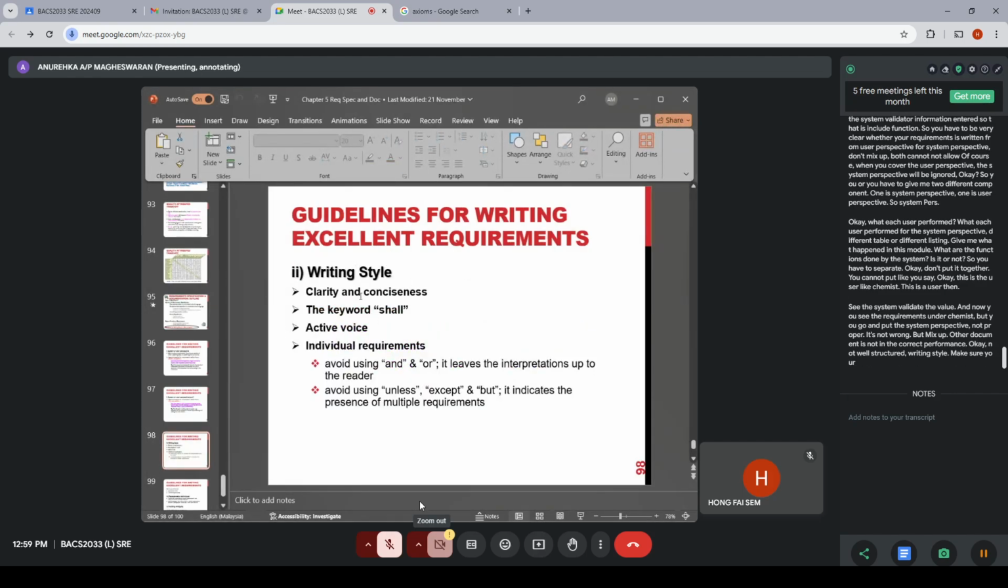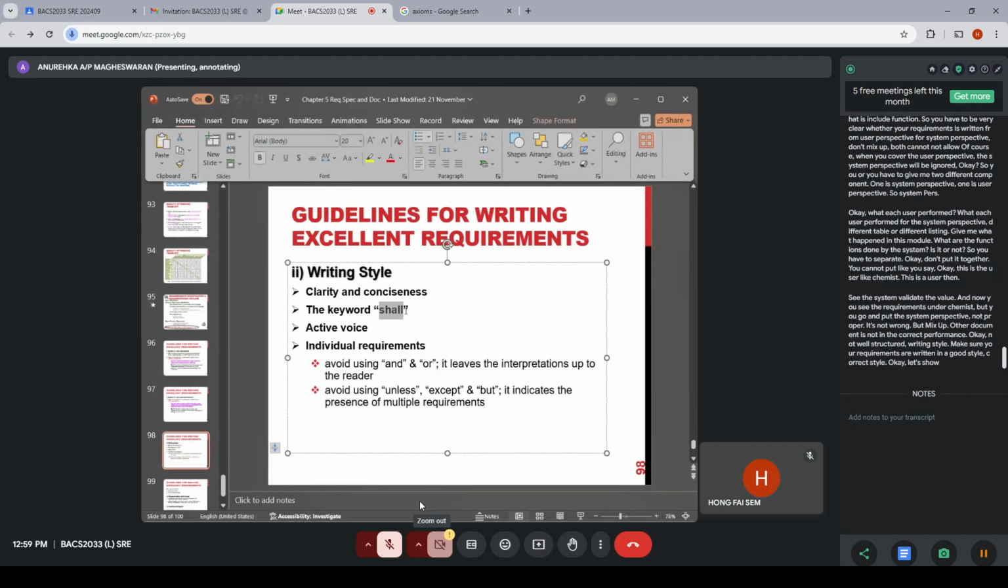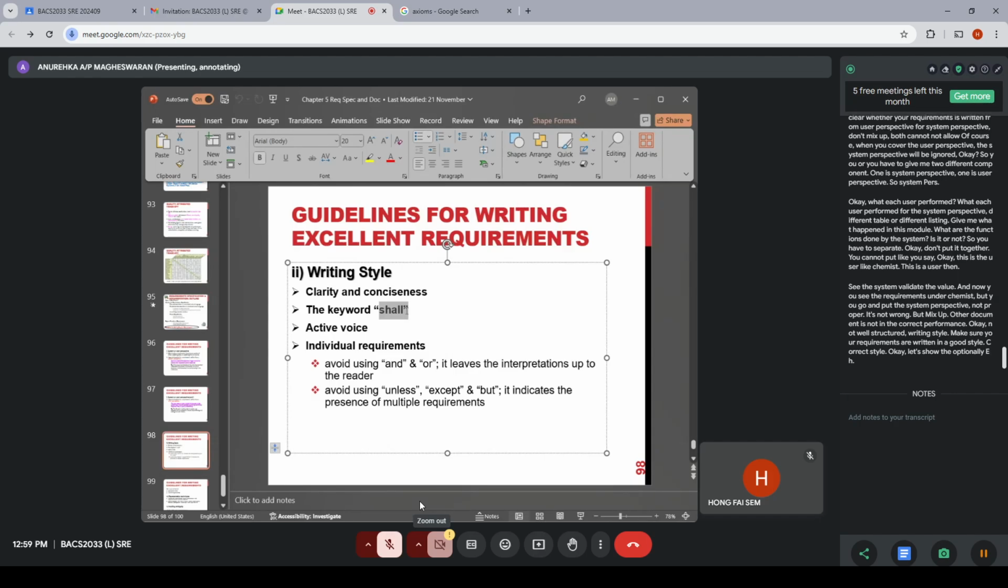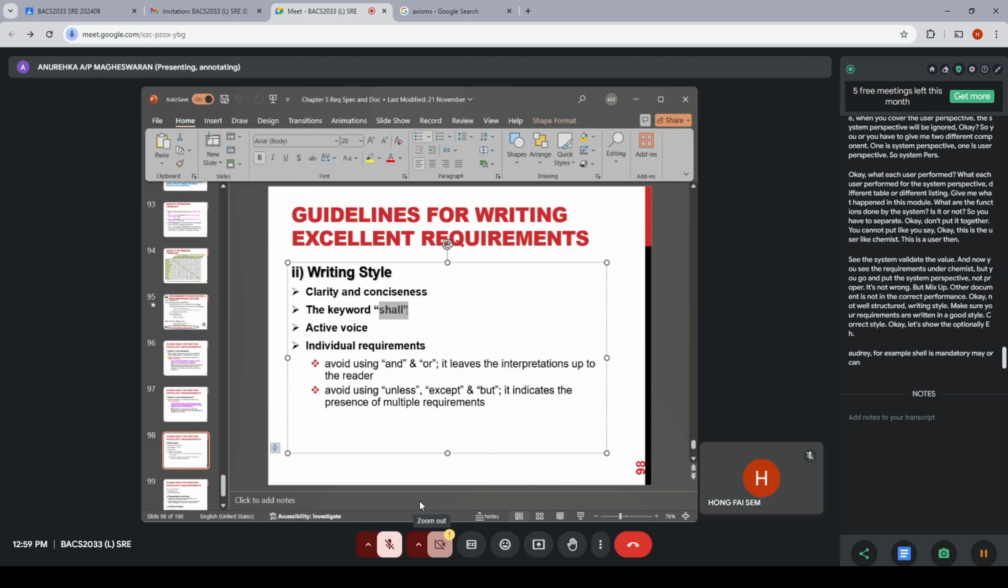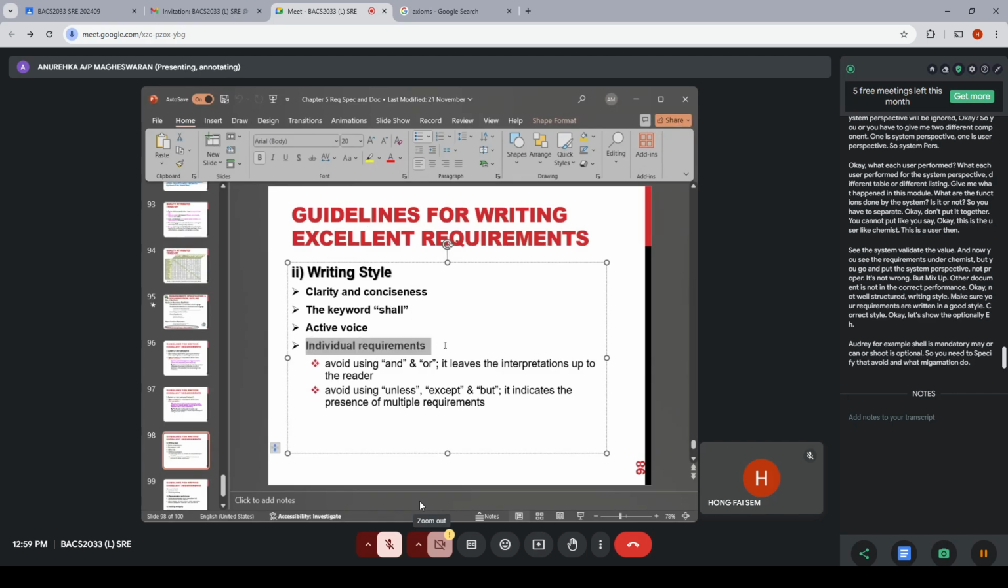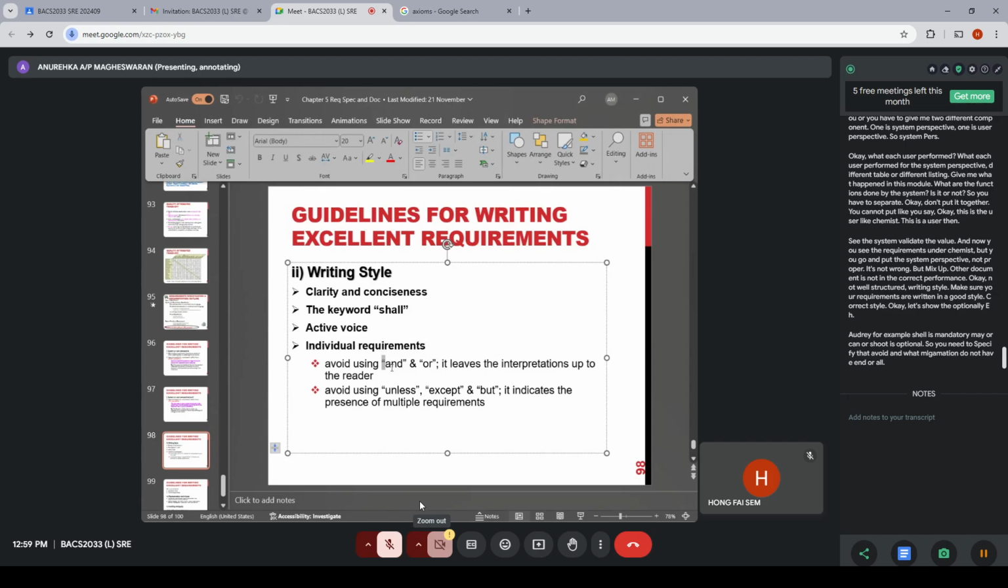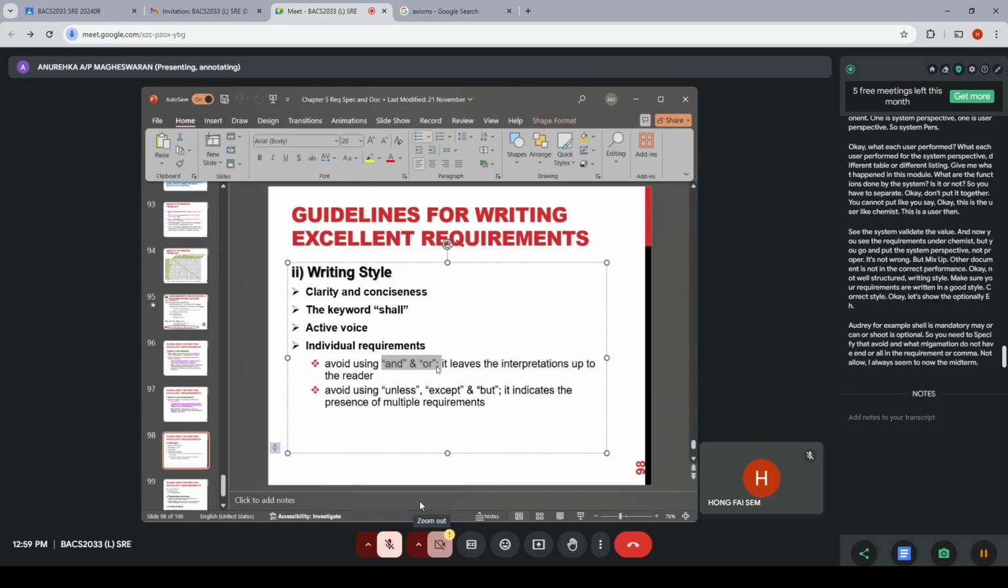Writing style. Make sure your requirements are written in a good, correct style, like using shall for optionality or mandatory. For example, shall is mandatory; may, can or should is optional. So you need to specify that. Avoid amalgamation. Do not have and, or, or commas in the requirement. Not allowed. I always see students do this, now in the midterm also.